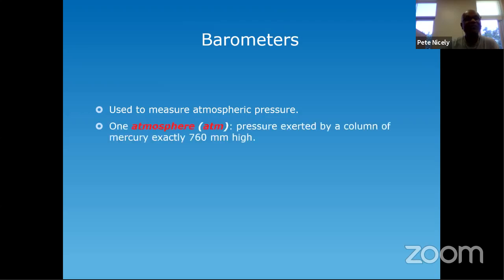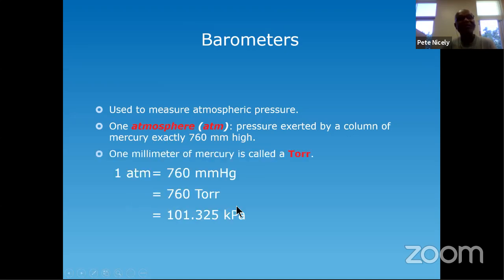measure the atmospheric pressure. And by definition, 1 atmosphere is equal to the pressure exerted by a column of mercury exactly 760 millimeters high. We're going to explain what this means shortly. But basically for this section, we'll be concerned with these relationships, the relationship between the atmosphere unit, millimeter mercury, torr, and the kilopascal unit. So these are the relationships between these units, all right?